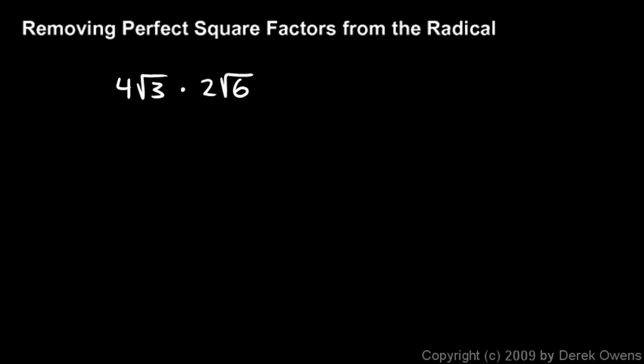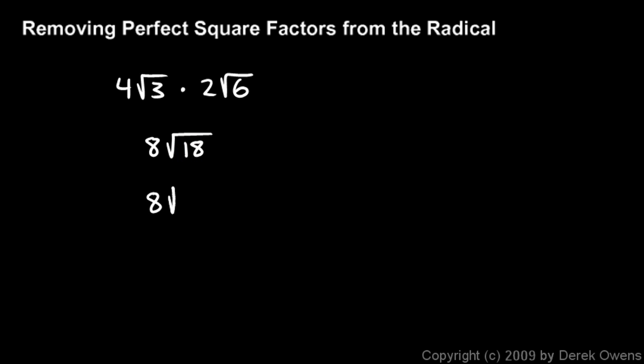But when we multiply these together, the 4 and the 2 get multiplied and we get an 8. And then the square root of 3 and the square root of 6 get multiplied and we get a square root of 18. So this is the result of multiplying these two radical expressions. We get 8 square root of 18. Now the square root of 18 does have a perfect square factor.